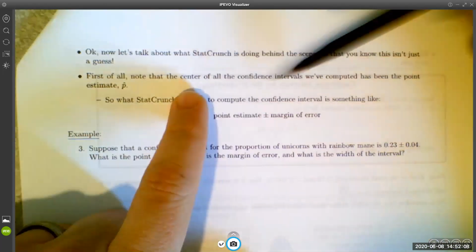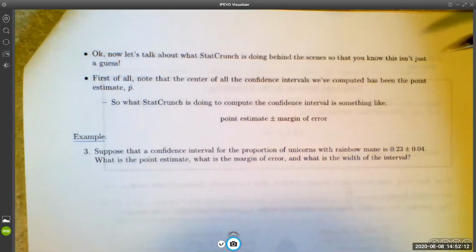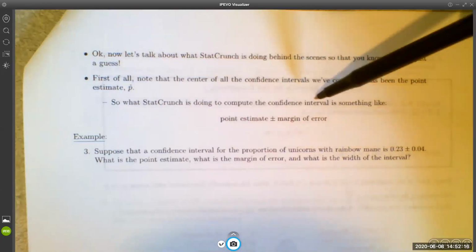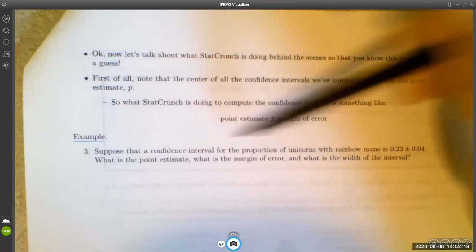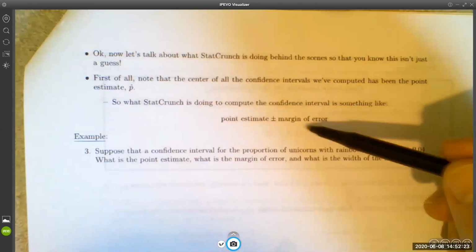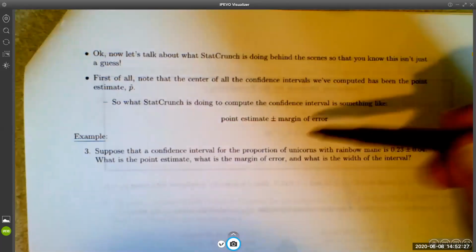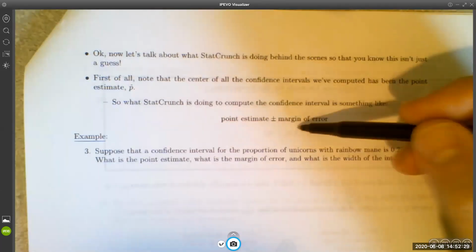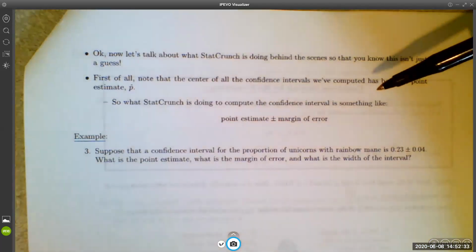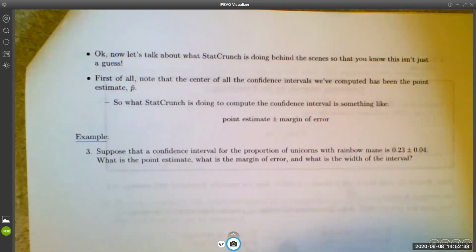So the center of the confidence intervals, the number that's right in the middle, has been the point estimate p hat. What Statcrunch is doing to compute the confidence interval is something like this. It's computing a point estimate, and then it's adding and subtracting the same amount from that point estimate. So to get the upper bound, it adds a little bit, and to get the lower bound, it subtracts that same amount. Okay? The amount that they're adding or subtracting is called the margin of error.